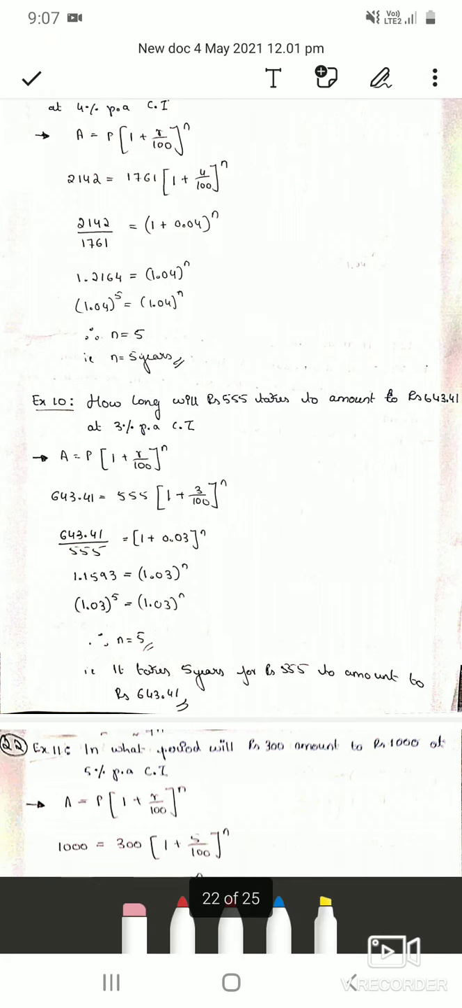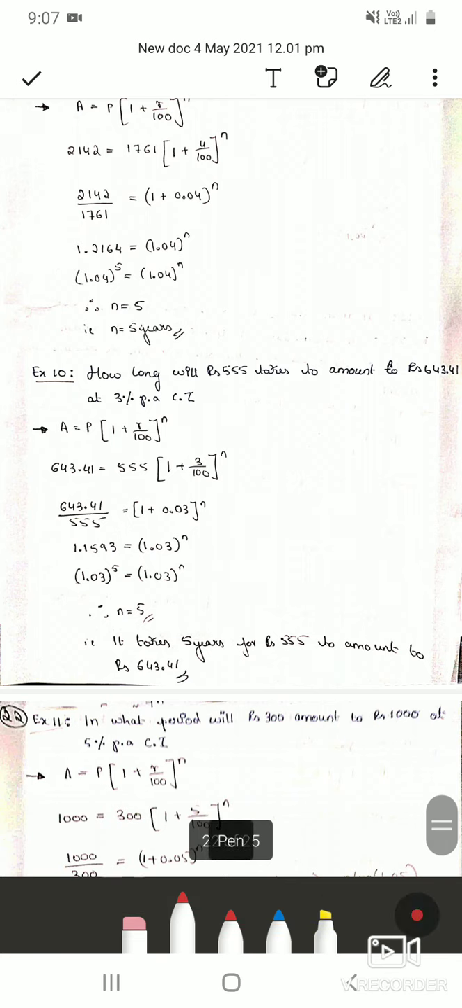So the 10th problem is, how long will rupees 555 take to amount to rupees 643.41 at 3% per annum compound interest? Here they have given the principal amount, which is 555, the amount is 643.41 and the rate is 3%. We have to find out n.